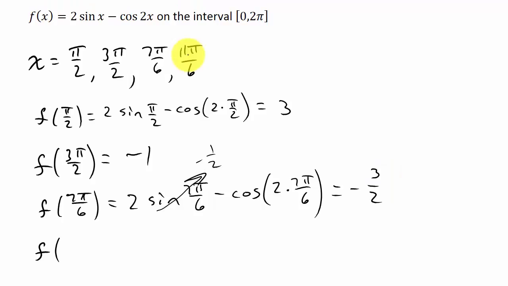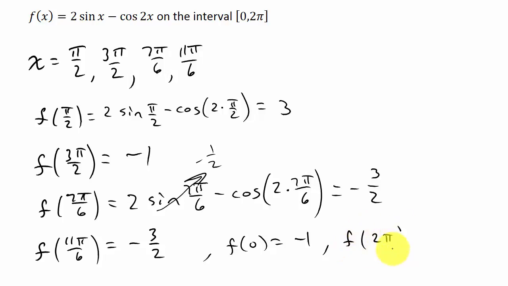And then I have to calculate f of 11 pi over 6, and it's going to be just like we did this one. So when we plug in the 11 pi over 6, I end up with negative 3/2. And then now we have to do the endpoints. So f of 0, when I plug the 0 in for x, you're going to calculate it just like we did these up here. So f of 0 is going to give us negative 1, and then f of 2 pi, when we plug that in, is going to give us negative 1.